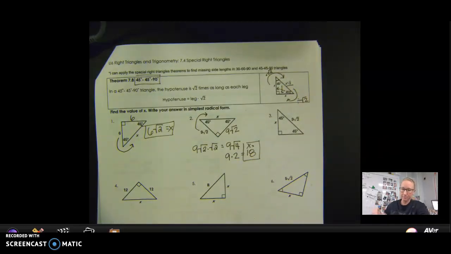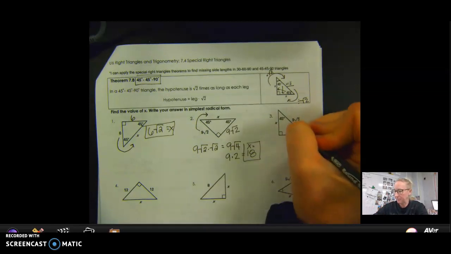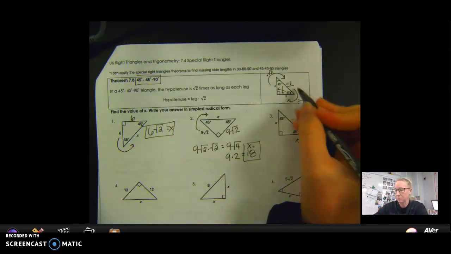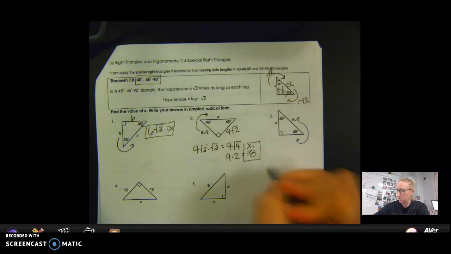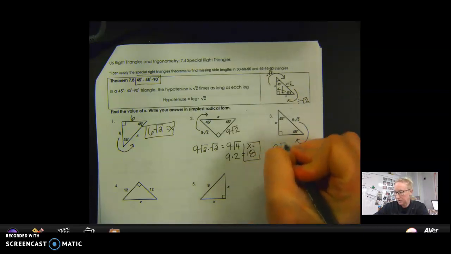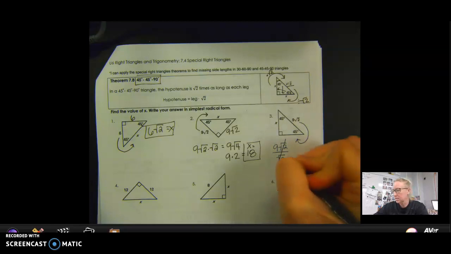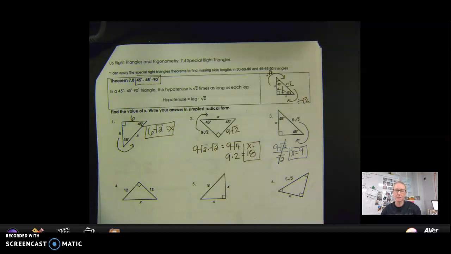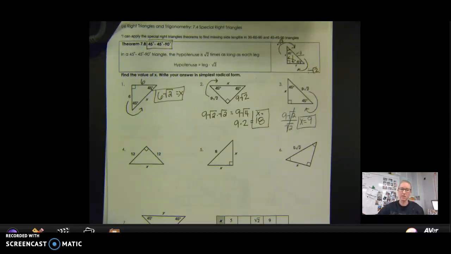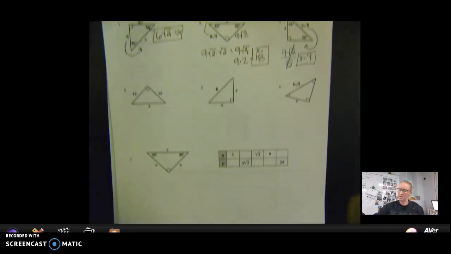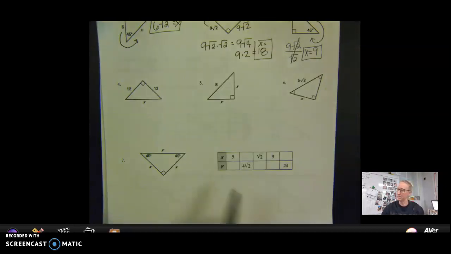And number 3, on this one, 45, 45, 90, but they gave me the hypotenuse, so I need to go backwards. Remember, if I go backwards, I divide by the square root of 2. So I'm going to do 9 square roots of 2 divided by the square root of 2. Those two things cancel, so x just equals 9. Go ahead and pause me and try 4 through 7 on your own, and then unpause me when you're done. Now, 7 is this whole table.